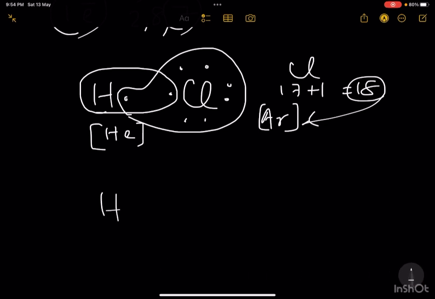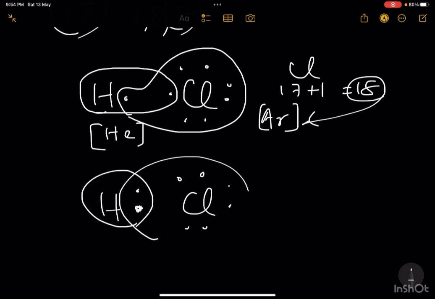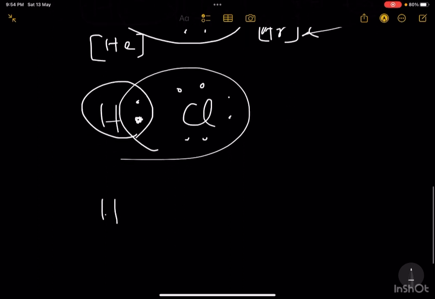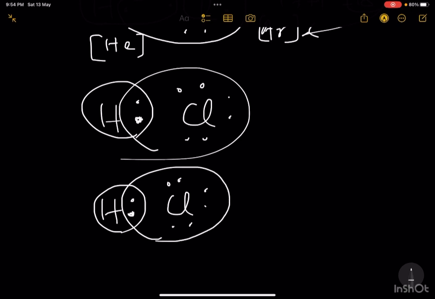You see, H has 1 electron, and this chlorine has 1 2 3 4 5 6 7. You can write like this also. You see, H 1 electron, Cl has 7 electrons, so H attains duplet, chlorine attains octet. It attains the configuration of helium, chlorine attains the configuration of argon.